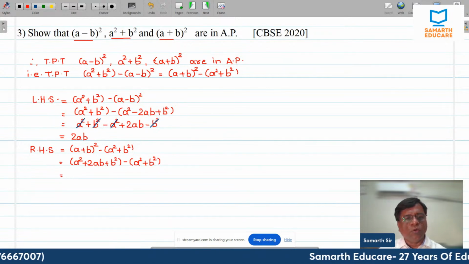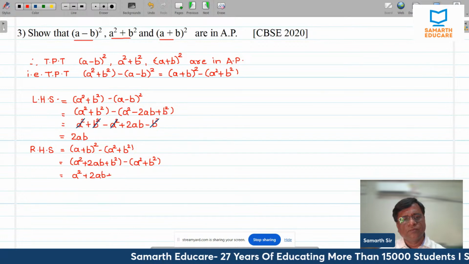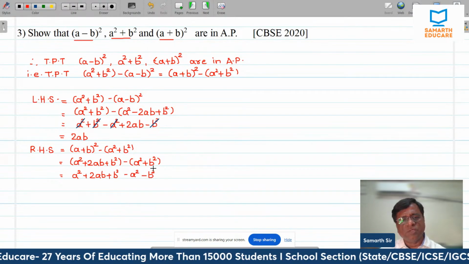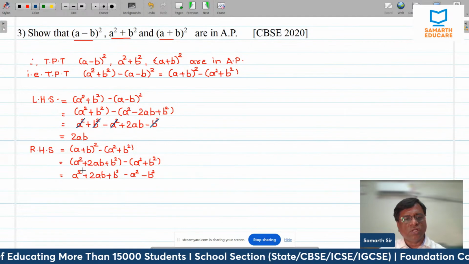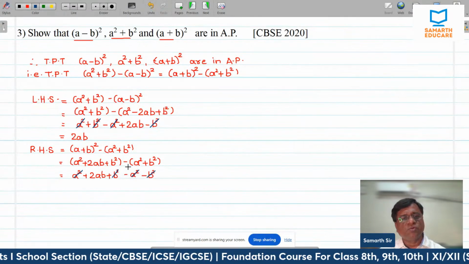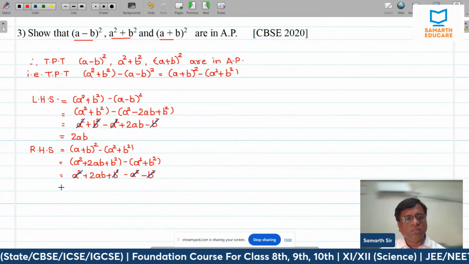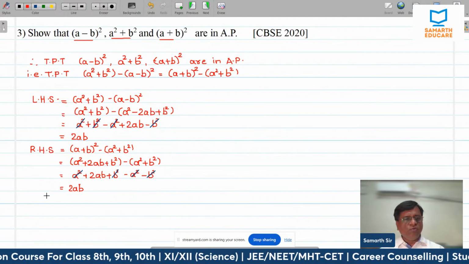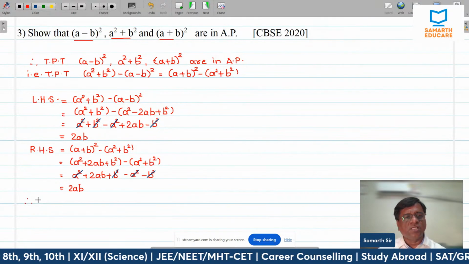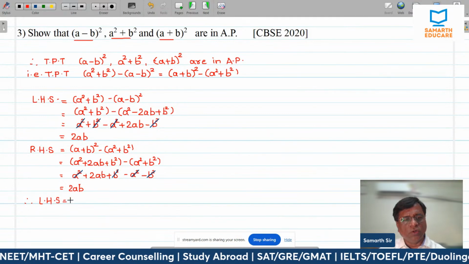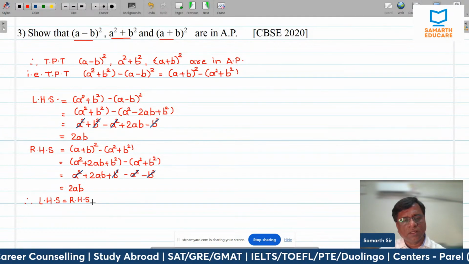Now if I open the brackets, this is a square plus 2ab plus b square. This is minus a square minus b square. Again, if you look at the equation, a square and minus a square get cancelled, b square and minus b square get cancelled. So what remains here is 2ab. All right. Now if you observe, left hand side and right hand side are one and the same. Left hand side is equal to right hand side, right?